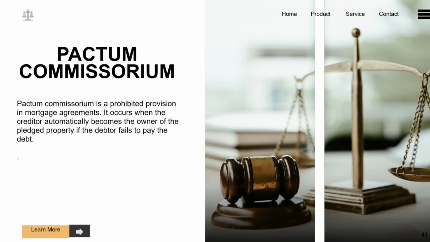Pactum Commissorium. Pactum Commissorium is a prohibited provision in mortgage agreements. It occurs when the creditor automatically becomes the owner of the pledged property if the debtor fails to pay the debt.